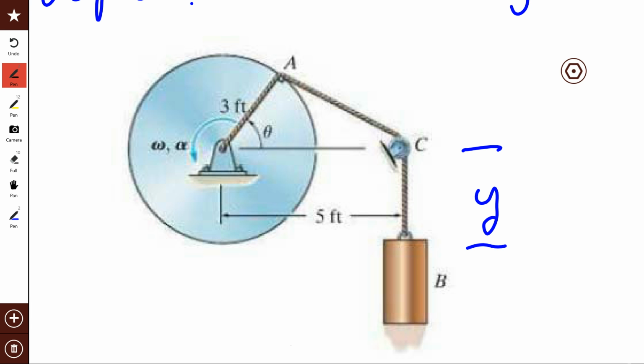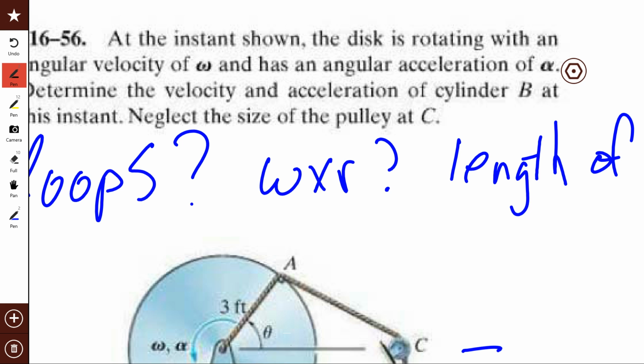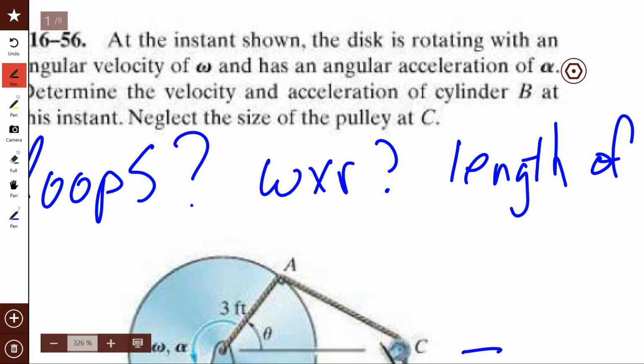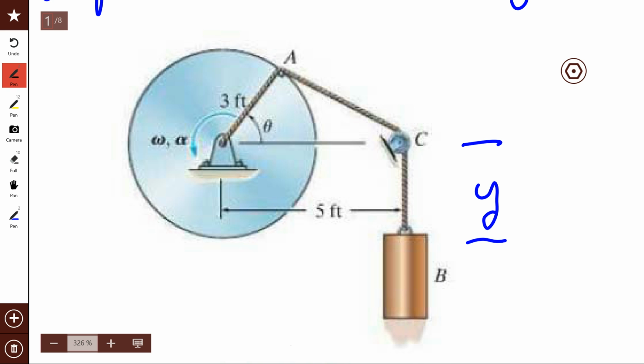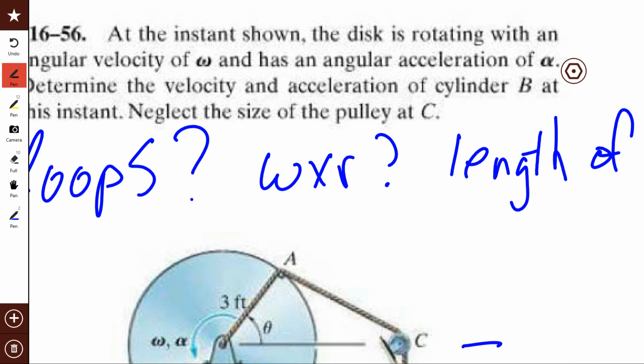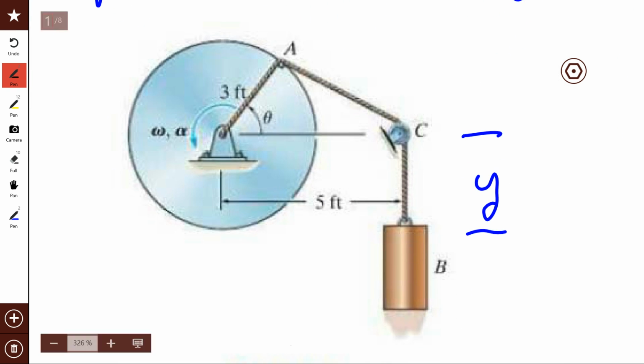All right, so in this particular case, omega is the angular velocity of the disk. Alpha would be the angular acceleration of the disk, and those things are told to me, so I know those things. And what is it that they want? Velocity of B. Yeah, they want the velocity of the cylinder B. So they want to know what's the velocity of this. Probably at some time, I think. Oh, okay, at this instant.